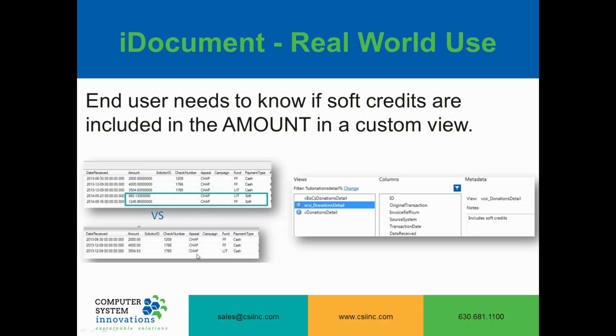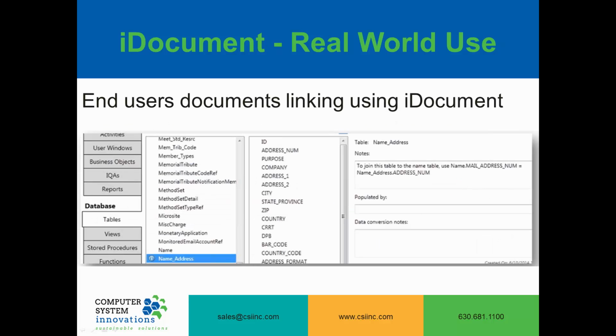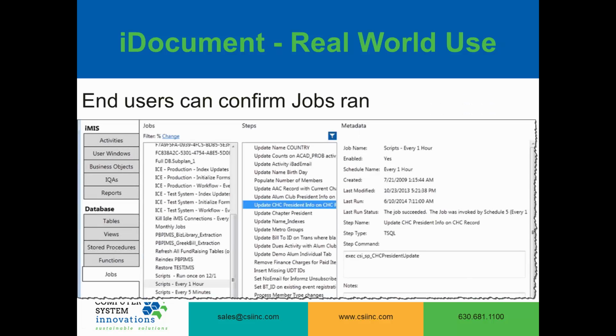A couple of real-world use cases for iDocument. One being if you had an end user that needed to know if soft credits were included in the amount in a custom view. This is something that you could capture in the notes field under that view. This is an example of an end user documenting the linking using the iDocument product in the notes field for this table. Something else you could use iDocument for is to confirm if a SQL job had run, when it was last run, and whether it was successful or not.